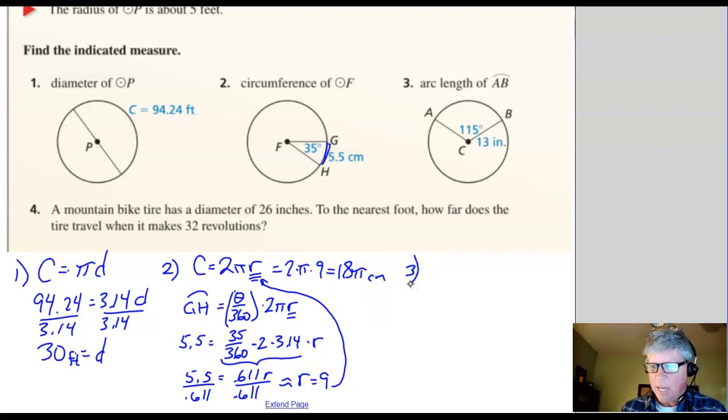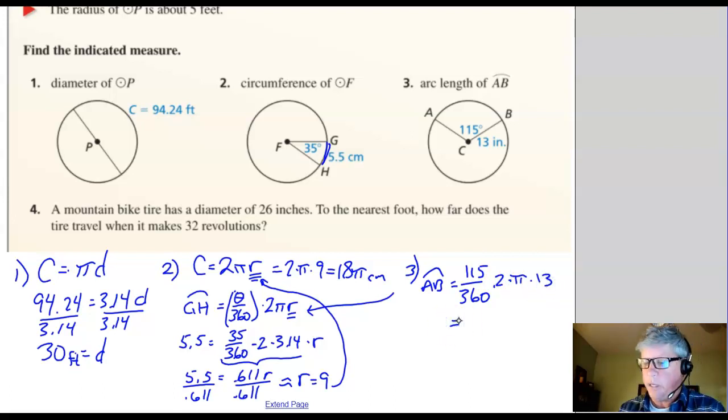Number three is a lot like number two. We're really just going to use this formula right here, the arc length. So AB is equal to 115 over 360 times 2 times pi times the radius. And that's going to be equal to a number that I think you can plug in. Hey, number four. Number four looks like a good one.